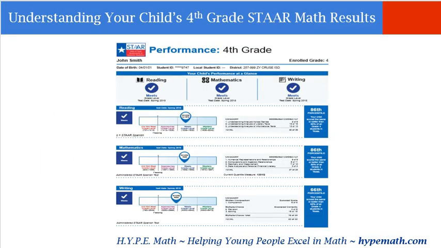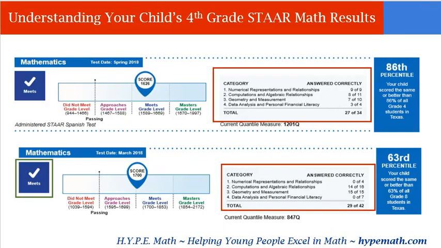For 4th graders, they were tested on reading, math, and also writing. They will be broken up, and like we discussed before, it will show their level of performance and also what percentile they tested in. So for math, when you're looking at your student's test results, you will see, number 1, what their level of performance is, and also it shows the category.